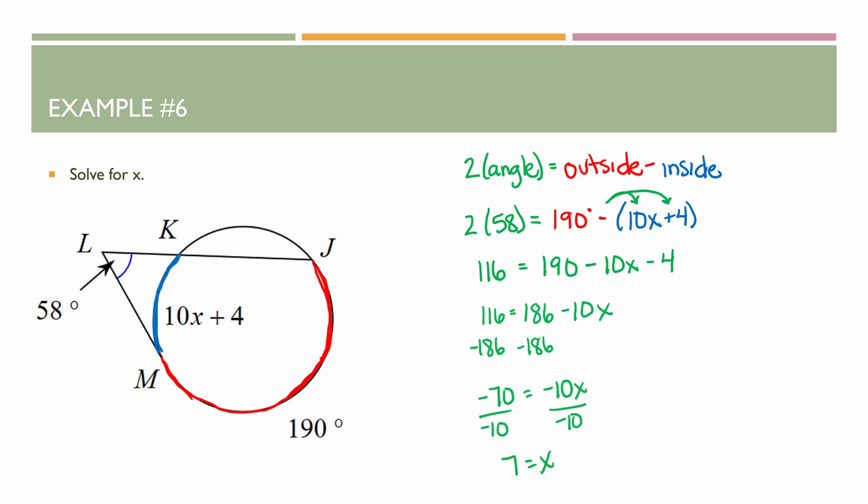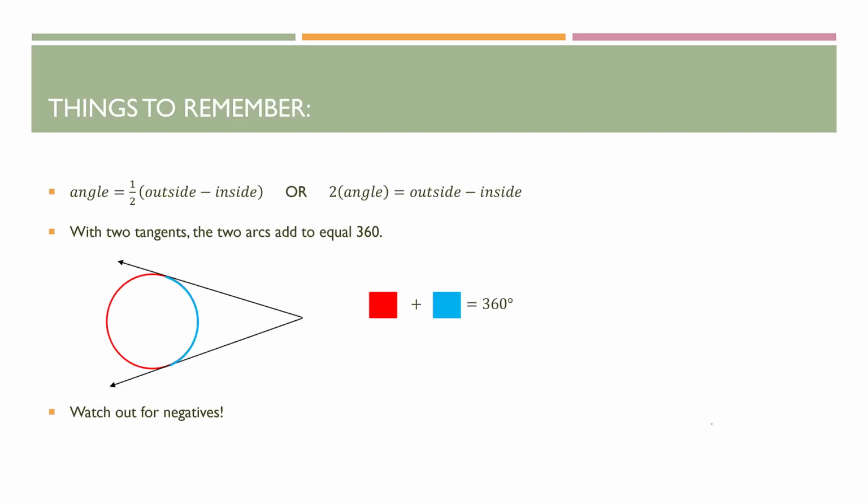But anytime you've got an algebraic expression, especially on the inside arc, you need those parentheses and you have to distribute that negative sign. And that brings us to the end of our lesson today. So just remember that the angle is 1/2 the outside minus the inside arcs. Or as we did in this video, 2 times the angle equals the outside minus the inside.